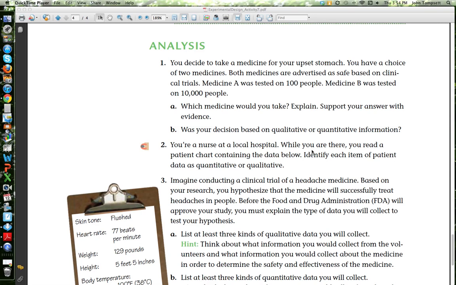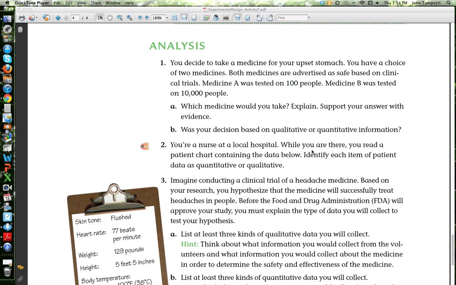Number 2, you're a nurse at a local hospital. While you're there, you read a patient chart containing the data below. Identify each item of patient data as quantitative or qualitative. The patient chart that they're referring to is on the left-hand side there, where it talks about skin tone, heart rate, weight, height, body temperature. That's the chart that they're asking you to talk about.